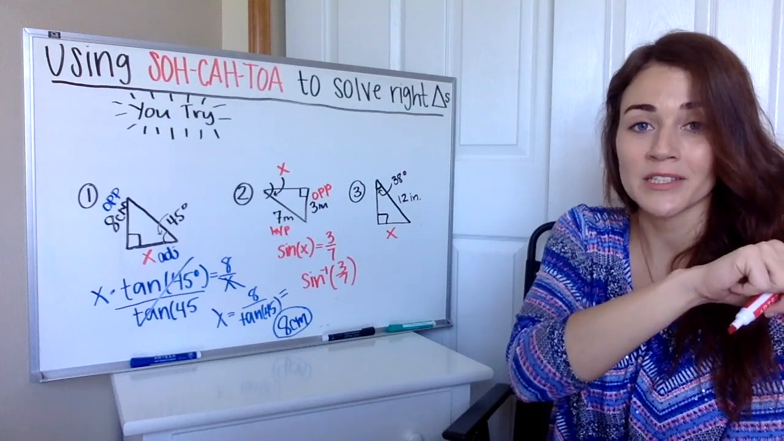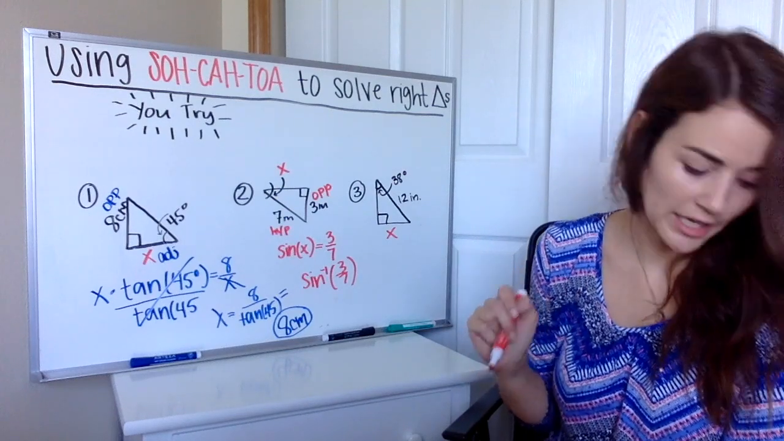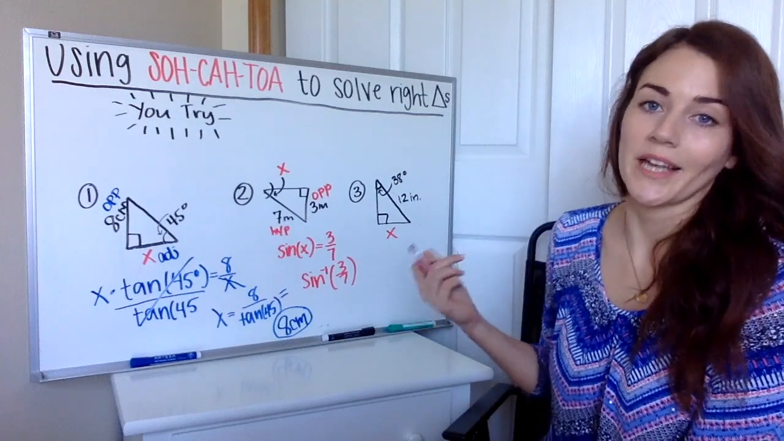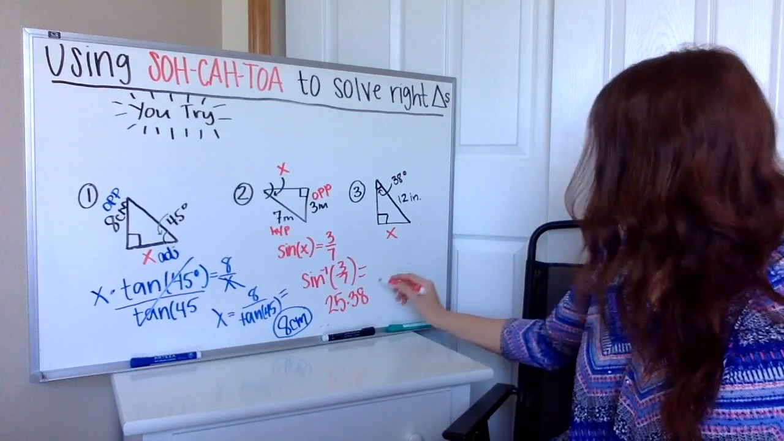Use that second button to turn your regular sine into inverse sine, and then you should get about 25.38. And we should be in degrees mode, so our label is degrees.